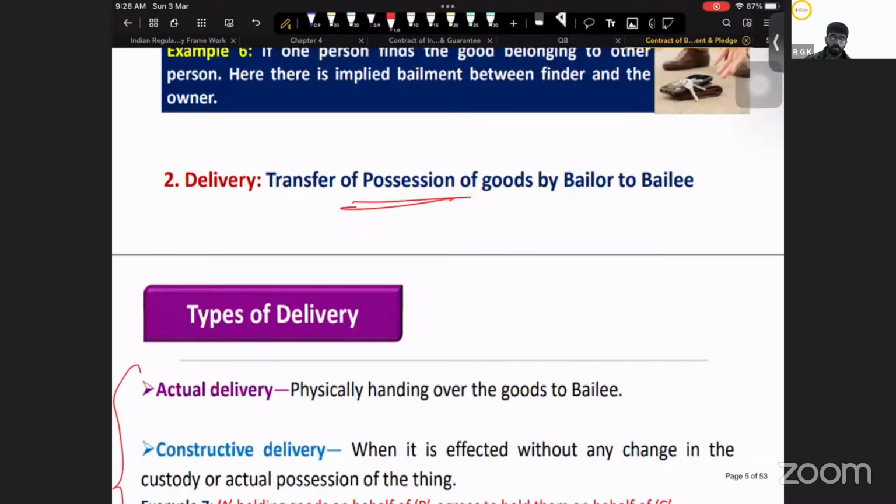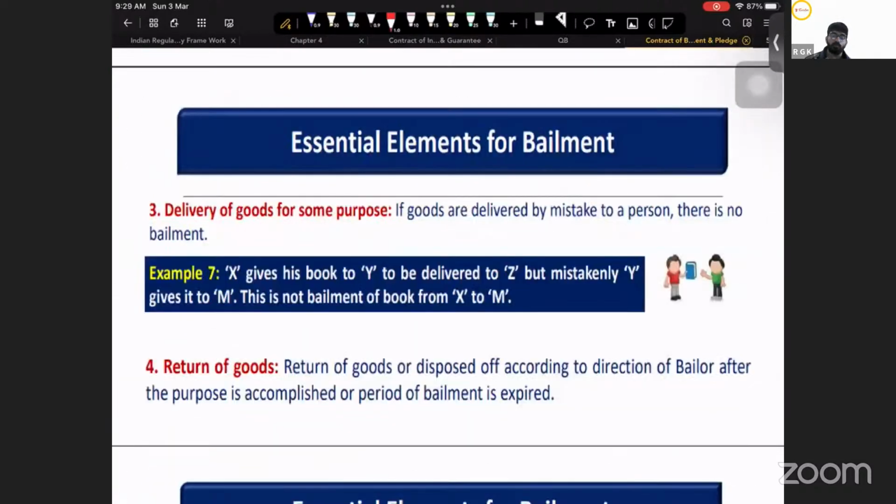Next, essential elements for bailment. Third one is delivery of goods for some purpose. If goods are delivered by mistake, there is no bailment. The goods should be delivered for some purpose. Purpose can be for the benefit of the bailer. The person who is delivering the goods is called as bailer. The person to whom the goods are delivered is called as bailee. So two parties you should remember, bailer and bailee.